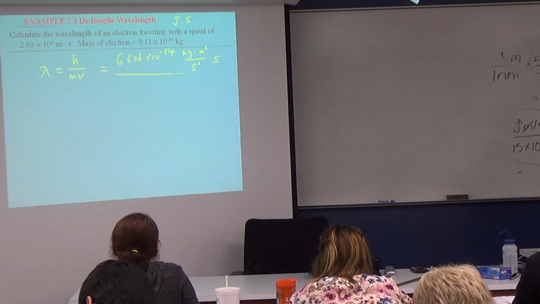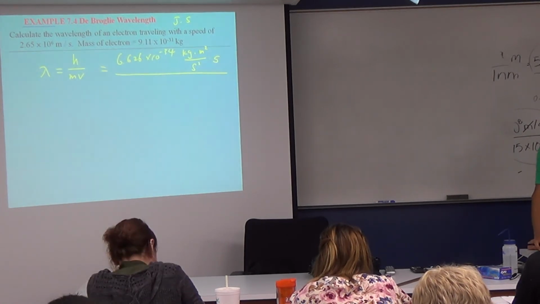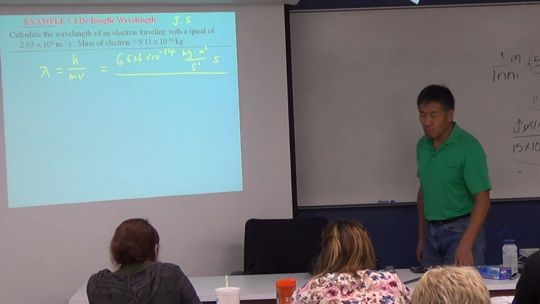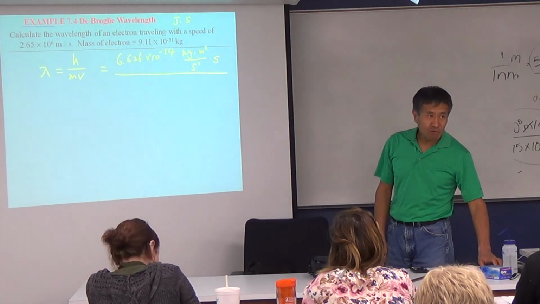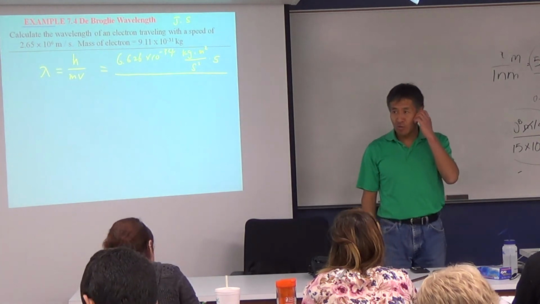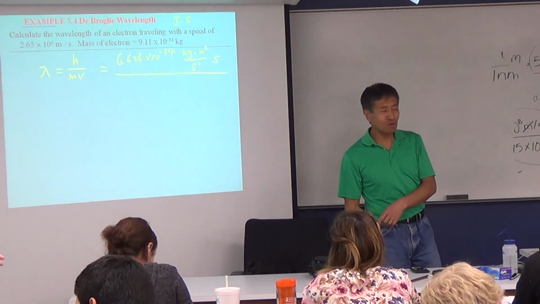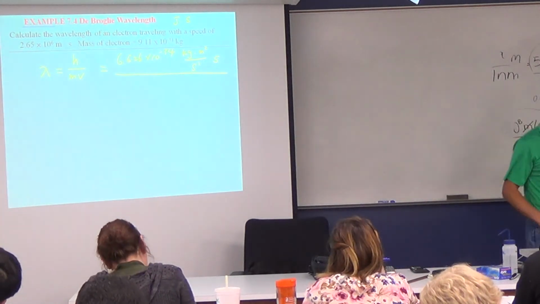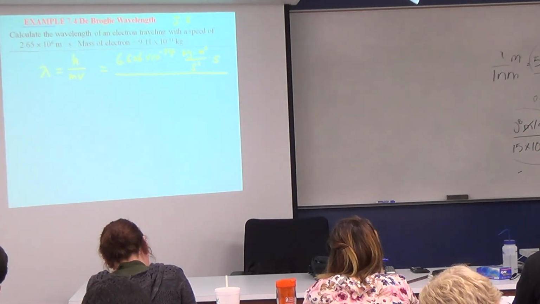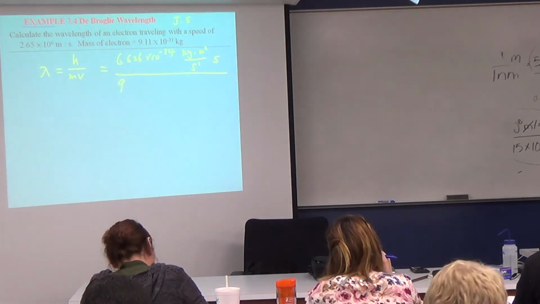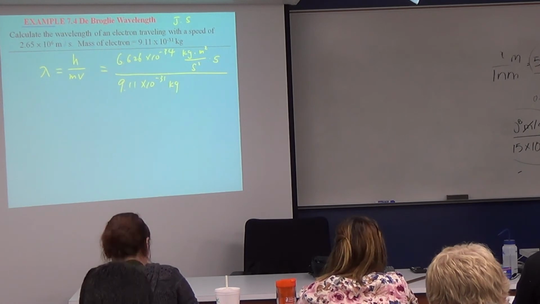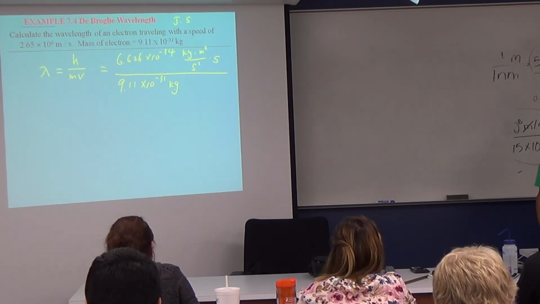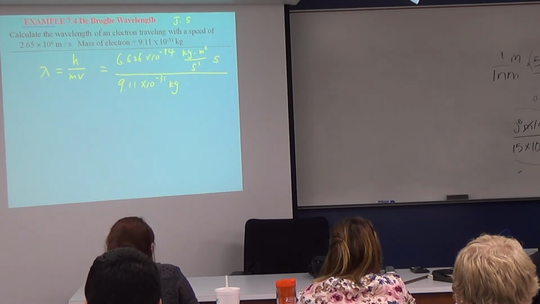Then divide by the mass. You keep the units, which will make fewer mistakes. Sometimes you forget to convert the unit, and if you keep the unit, you will see the result does not make sense. All right. So the mass is given to you, 9.11 times 10 to the negative 31. The unit is what? Kilogram. So you see, we use the right unit.